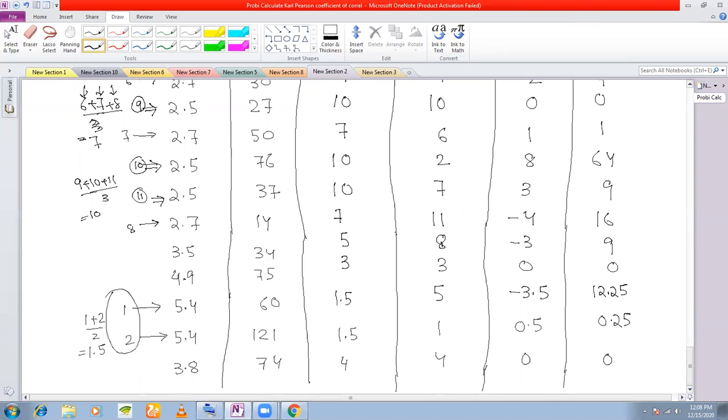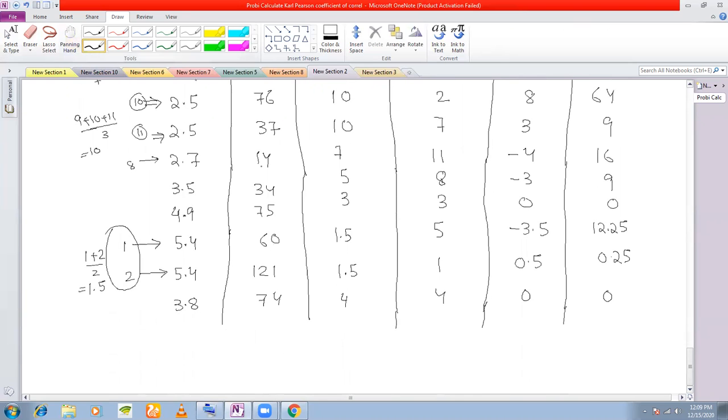And now you add this up. Summation d square. If you add all these, you will get 115.5. Okay. So now we'll put it.